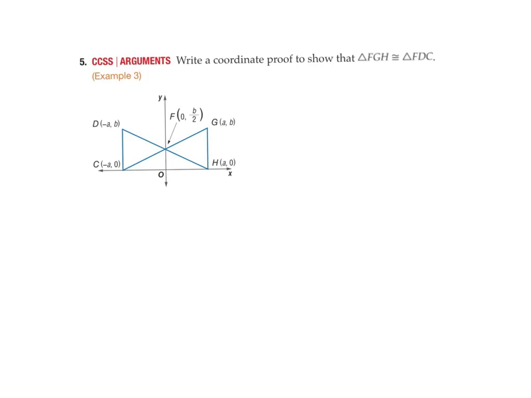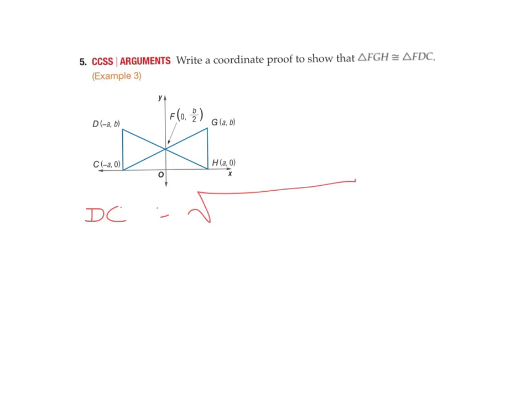So here's question number 5. Let me start you off on this one. Write a coordinate proof to show that the triangle on the right is congruent to the triangle on the left. Distance formula on all of these. It doesn't matter where you start. For instance, you could start with DC. Don't forget the distance formula.